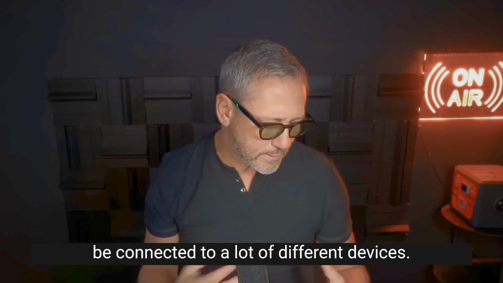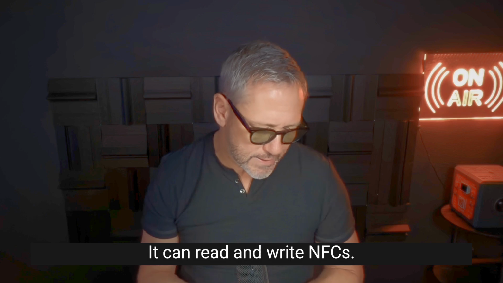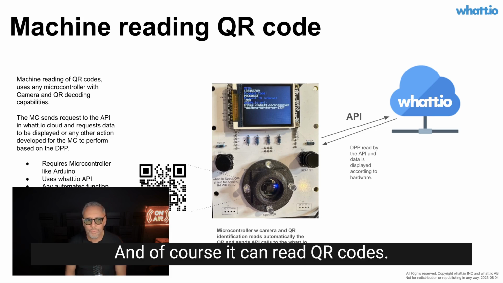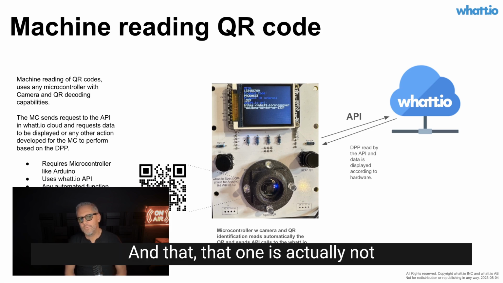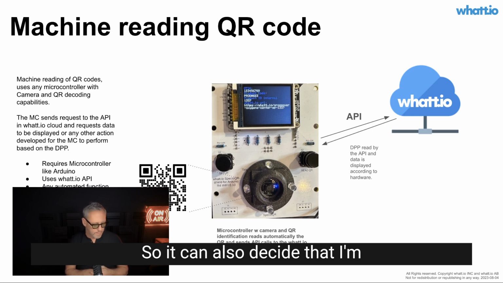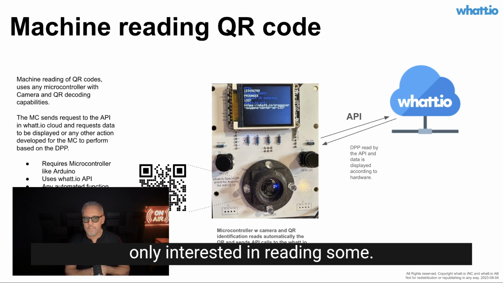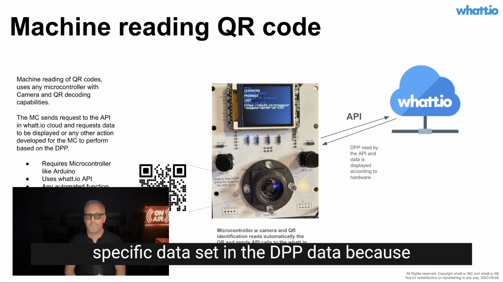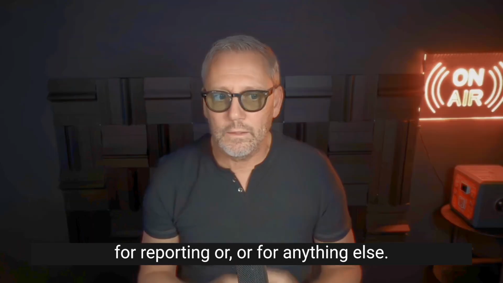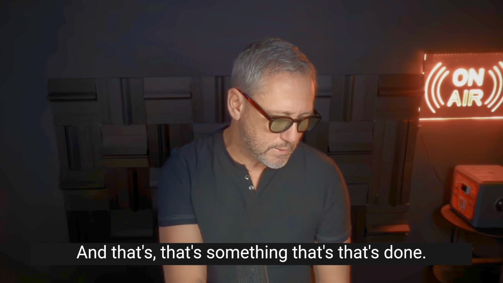And this can be connected to a lot of different devices. It can read and write NFCs. It can have these EEPROM dynamic NFC tags. And of course, it can read QR codes. And that one is actually not fetching the web-based DPP. It's using API. So it can also decide that I'm only interested in reading some specific data set in the DPP data because of different reasons, for logistics or for reporting or for anything else. And that's something that's done.